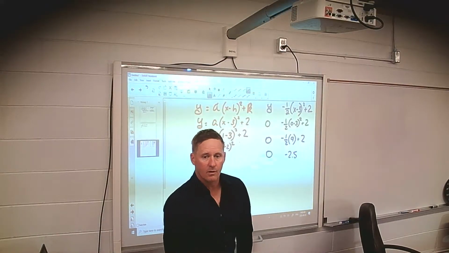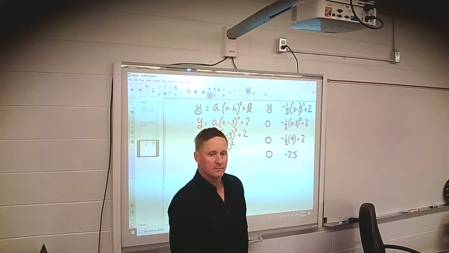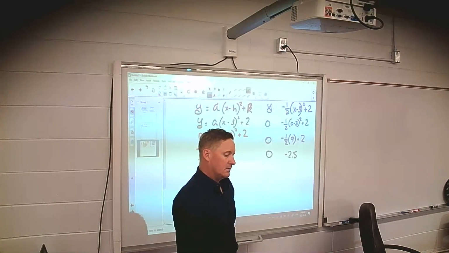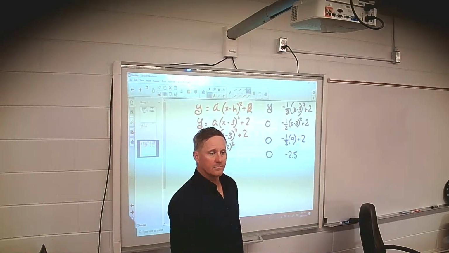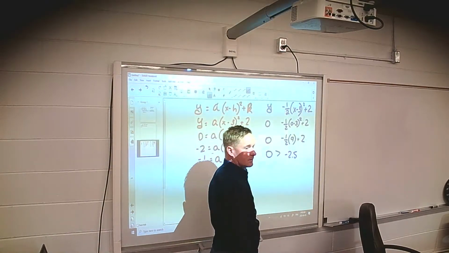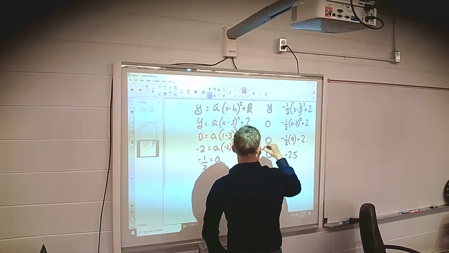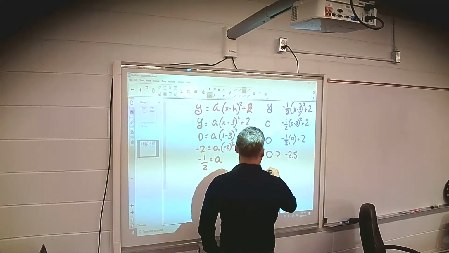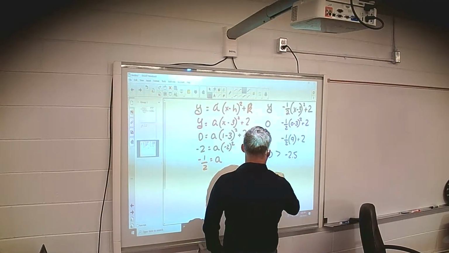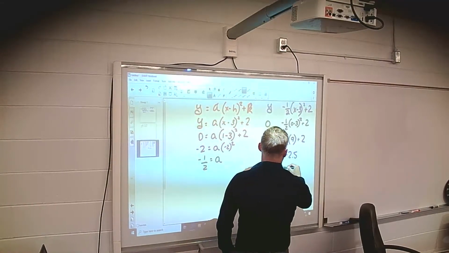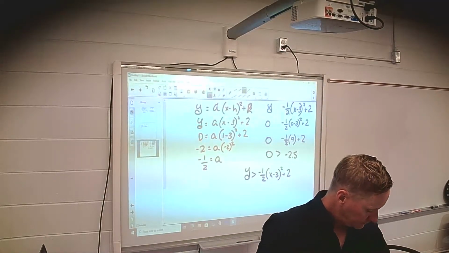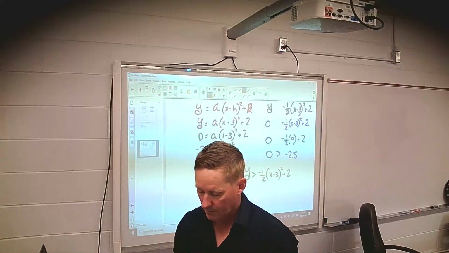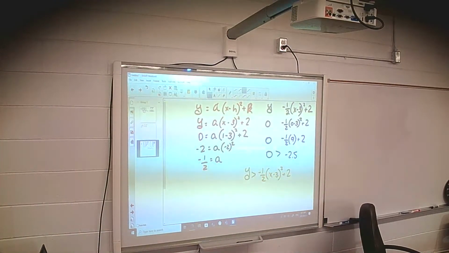So which is larger, 0 or -2.5? 0. Is it dotted or is it whole, the graph? Dotted. So it opens that way. So your final equation, et voila.